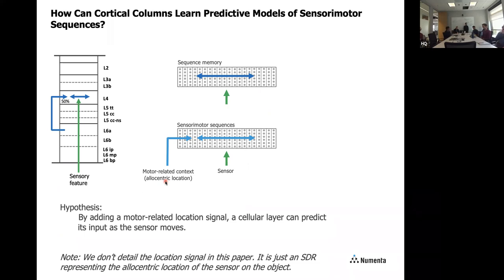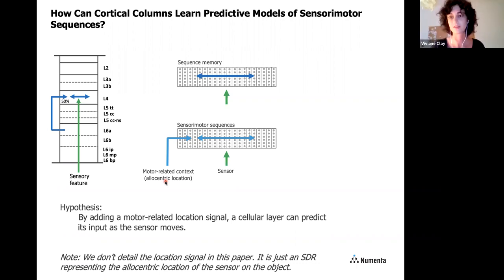There are a lot of new ideas in this paper, and in the previous papers too. We didn't really delve into how this motor-related context gets created, or what it looks like. We didn't know at the time. It was just a placeholder, so we picked random SDRs.